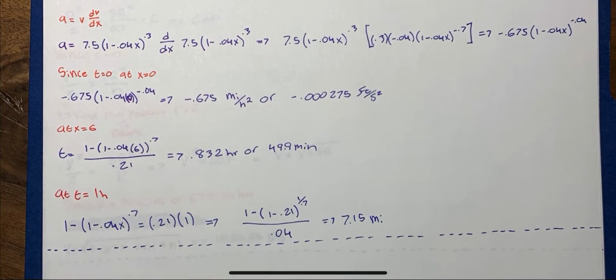And at the position x equals 6, all I need to do is plug x equal to 6 into the time equation, and we'll come out with about 50 minutes. And at t is equal to 1 hour, all we have to do is plug in 1 hour, and then we can solve for x in the equation, and then we'll come up with like 7.15 miles.